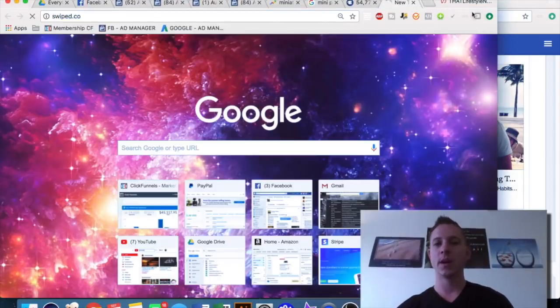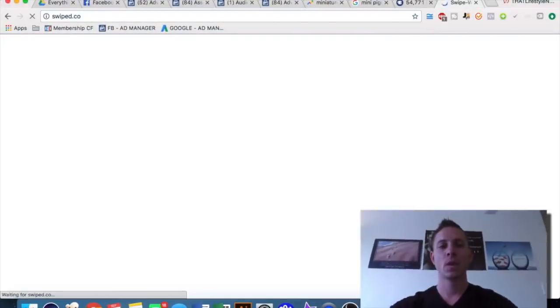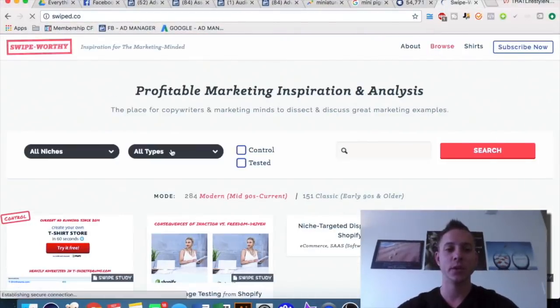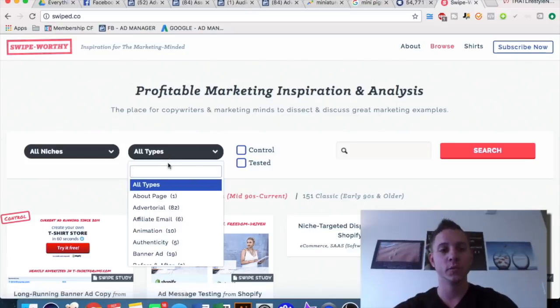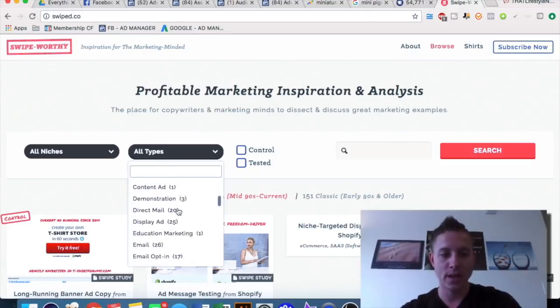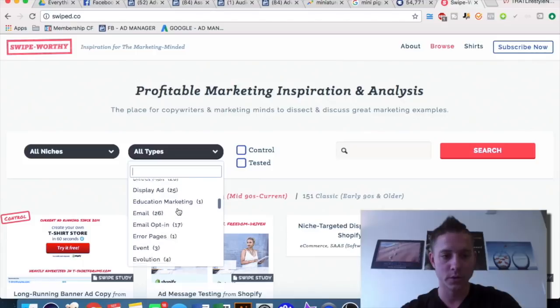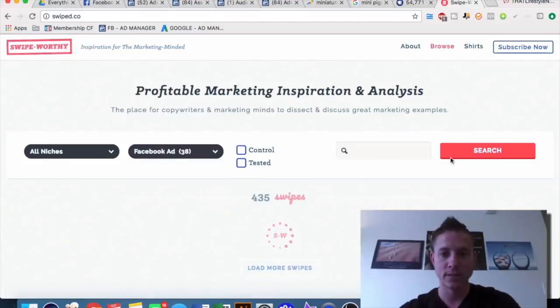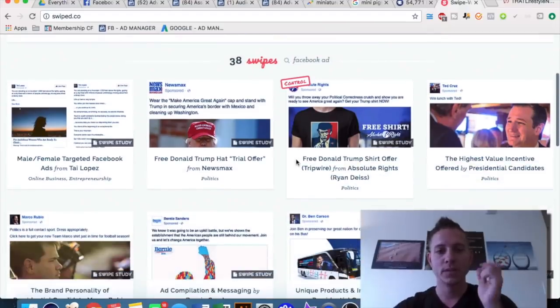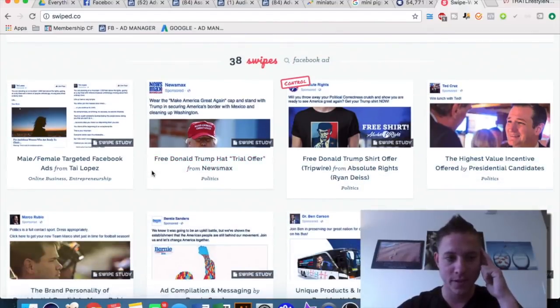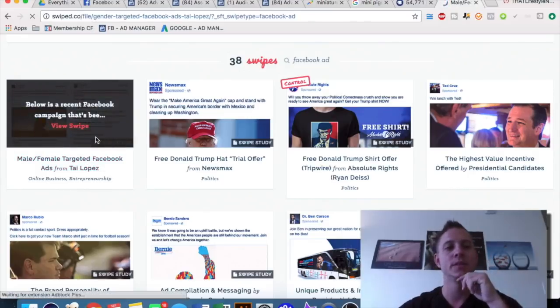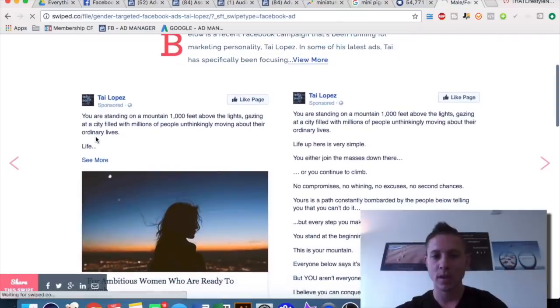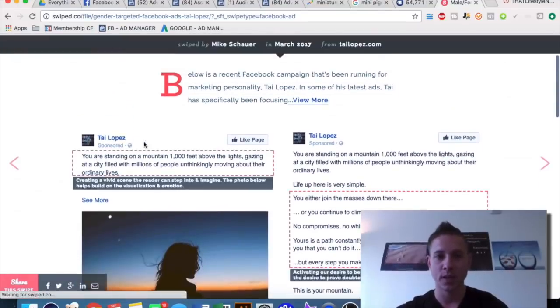Another I like to use is swiped.co. Swiped.co is interesting because the owner of this website will annotate it, and he's a very professional marketer, and he'll annotate the ads themselves and talk about what we're actually looking at. So if we go here and go to Facebook ads, we can see here a free Donald Trump hat trial offer, right? Male and female targeted ads from Ty Lopez, and this is an actual swipe study, which is cool because he'll show you what he's actually looking at.